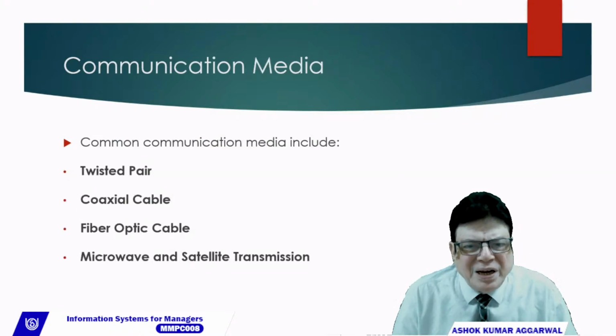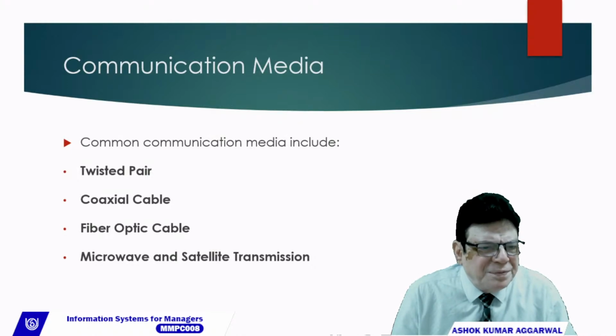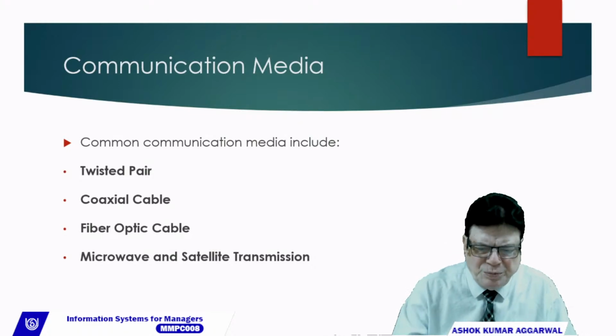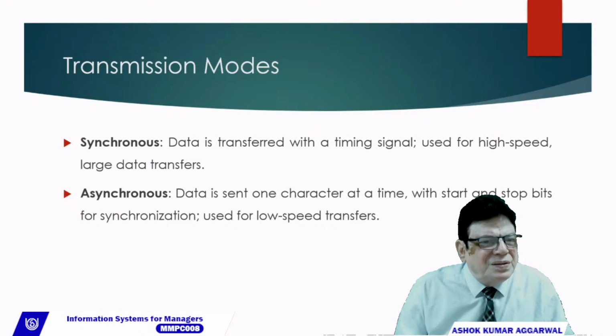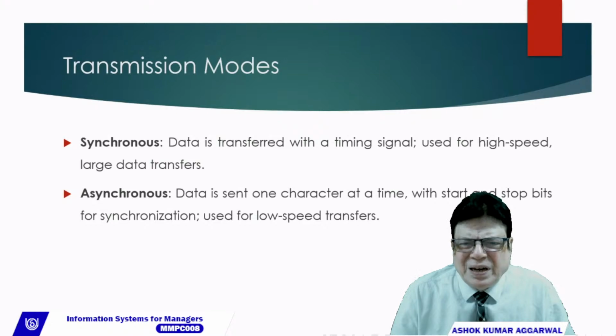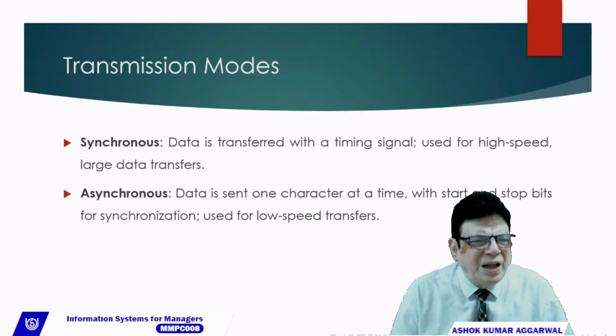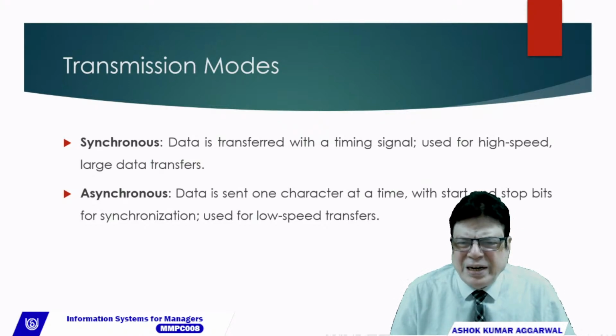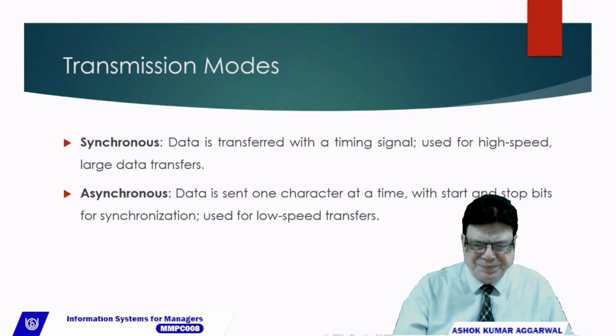Common communication media includes twisted pair, coaxial cable, fiber optic cable, microwave and satellite transmission. Synchronous: data is transferred with a timing signal, used for high-speed large data transfers. Asynchronous: data is sent one character at a time with start and stop bits for synchronization, used for low-speed transfers.